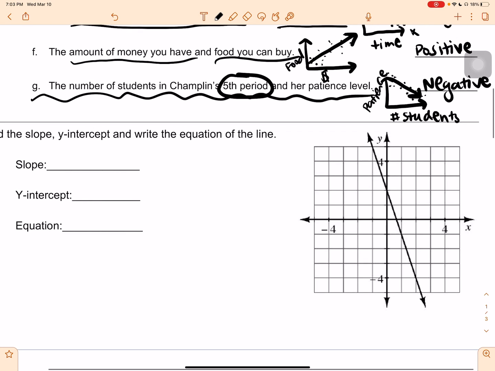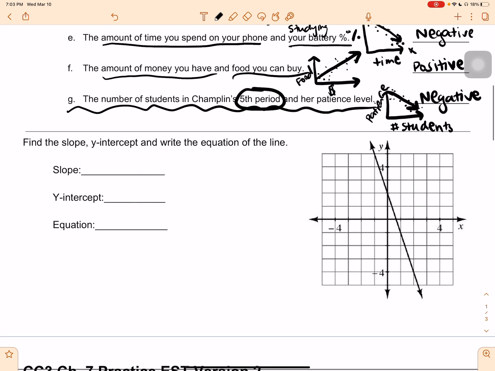So, okay, here it says find the slope, y-intercept, and write the equation of a line. You guys know the first thing I like to find is the y-intercept. It's where we cross the y-axis. So here I cross the y-axis at 2. So my y-intercept is 2. You can also write it as a point (0, 2). That would work as well.